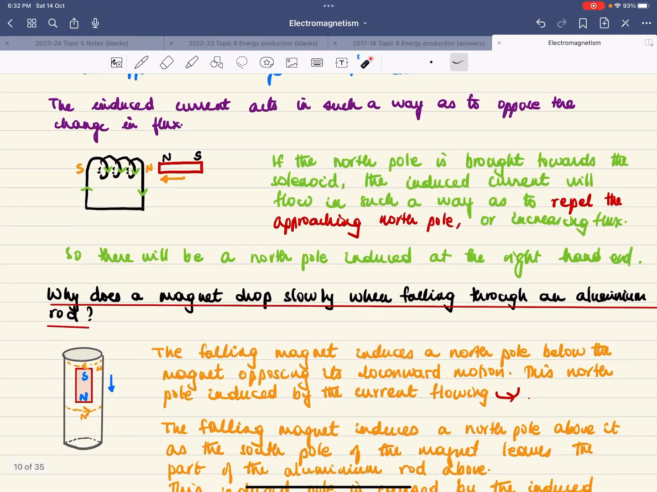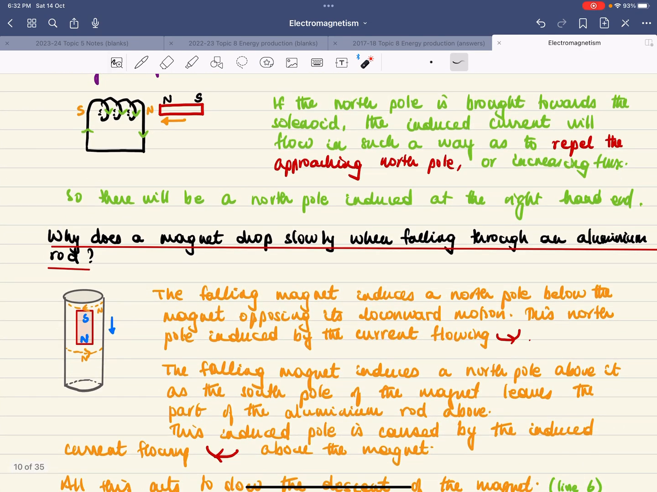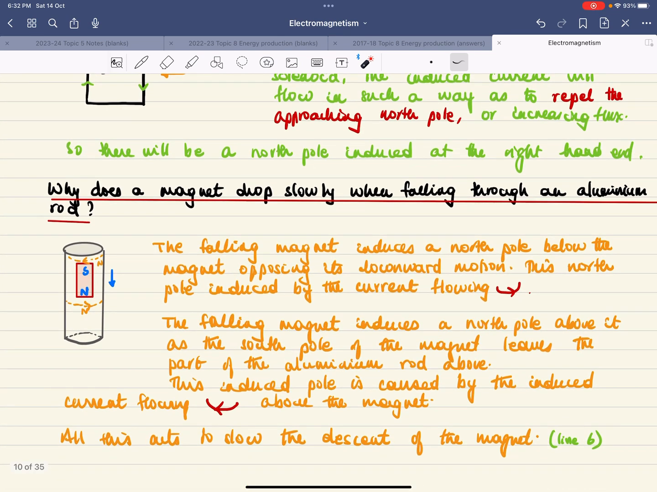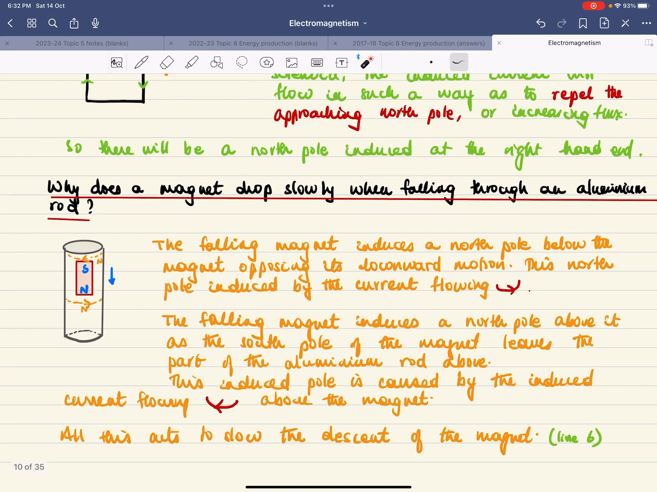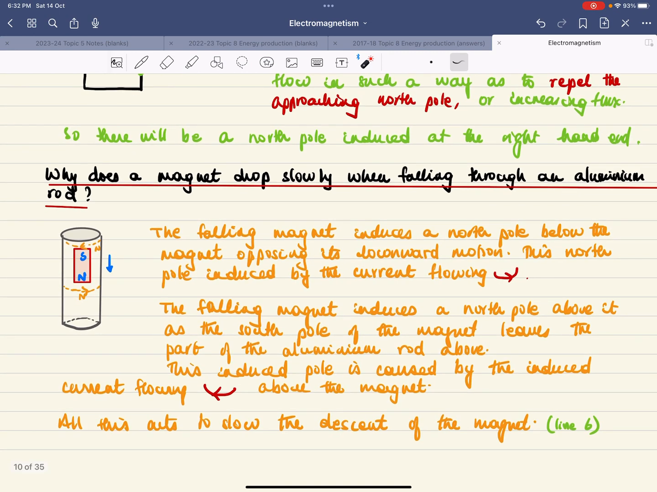So why does a magnet drop slowly when falling through an aluminium rod? Now, aluminium is not magnetic. When you have an ordinary piece of metal falling through an aluminium rod, gravity will act on it and it will fall down as expected.